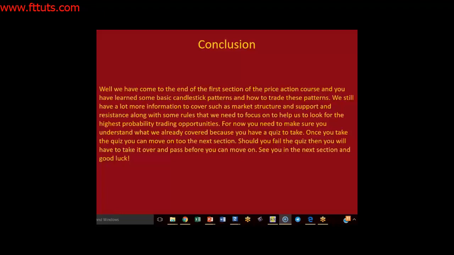Conclusion. Well, we have come to the end of the first section of the price action course, and you have learned some basic candlestick patterns and how to trade these patterns. We still have a lot more information to cover, such as market structure and support and resistance, along with some rules that we need to focus on to help us look for the highest probability trading opportunities. For now, you will need to make sure you understand what we already covered because you have a quiz to take. Once you take the quiz, you can move on to the next section.